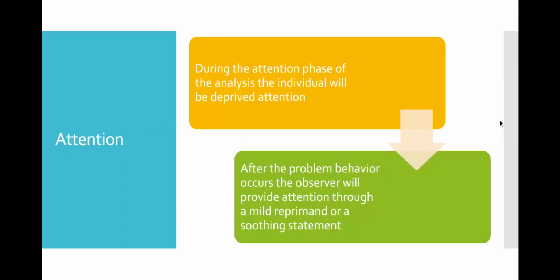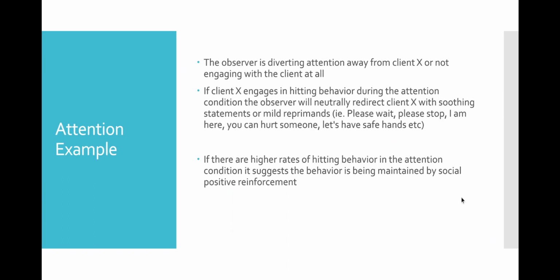Now we go to attention. During the attention phase of the analysis, the individual will be deprived of attention. After the problem behavior occurs, the observer will provide attention through a mild reprimand or a soothing statement. What does that look like? So the observer is diverting attention away from client X or not engaging with the client at all.